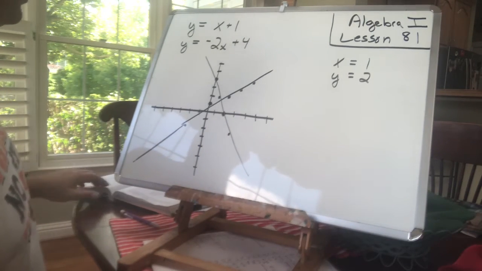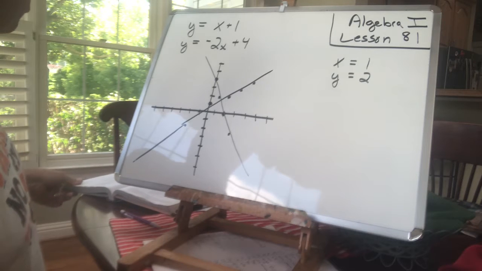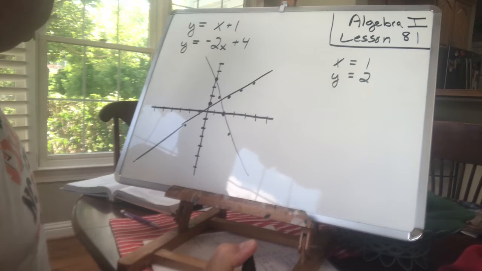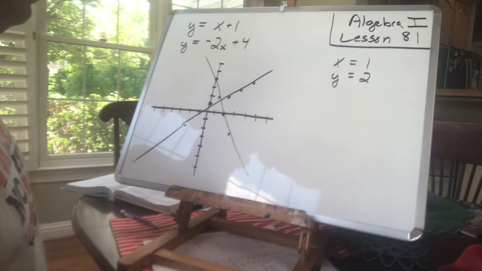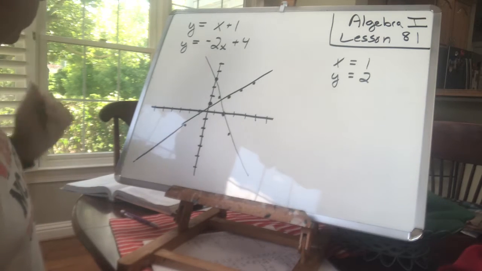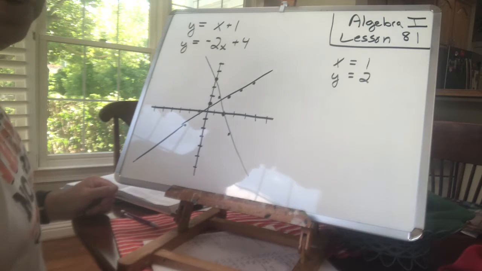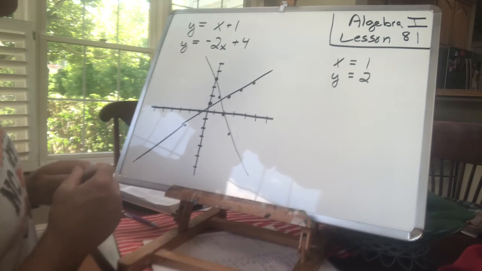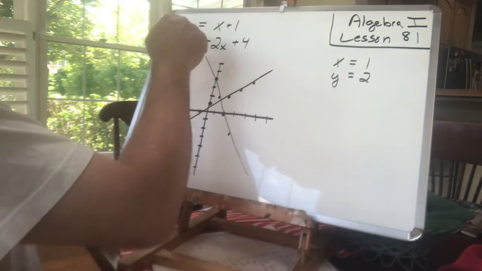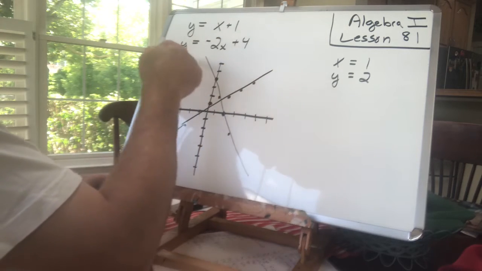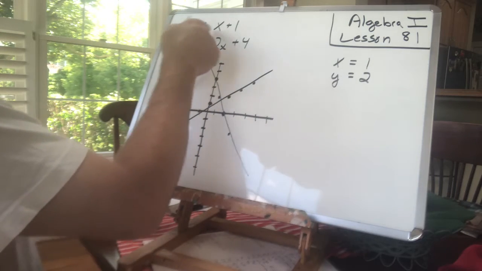Now on this one in particular, I'm on 81.1 in your book. They ask us to use the slope-intercept method of graphing a line. If you remember, this is in lesson 75. The slope-intercept form of the line is when you have y equals mx plus b. This is y equals and this is y equals.